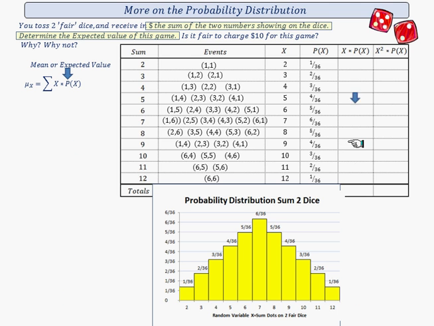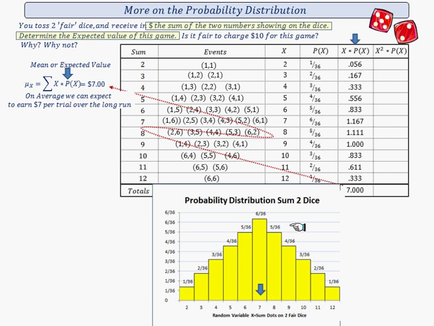Now watch what happens here. We're computing X times P of X here. You can do this on your calculator at your desk. And the sum of those is 7. And you'll notice that the expected value is 7. That corresponds to this peak in this distribution here. And that's what we're trying to get at here. So we can say that on average we can expect to earn $7 per trial over the long run.